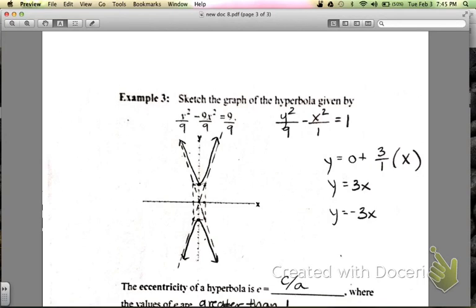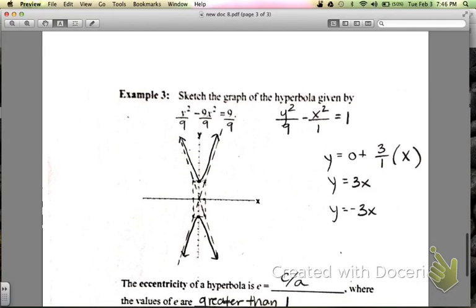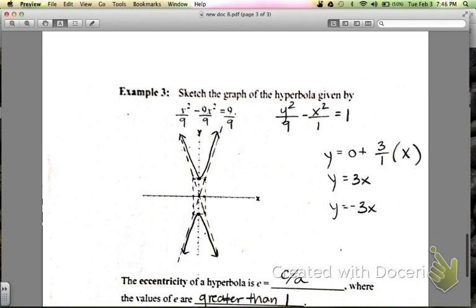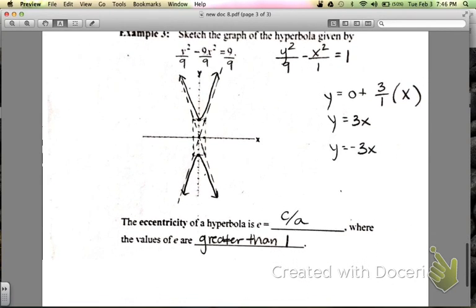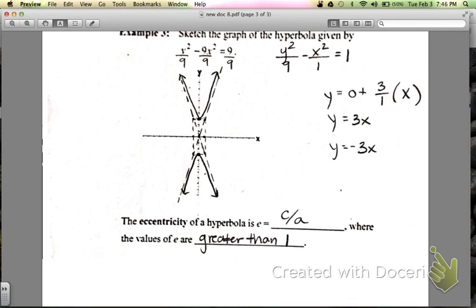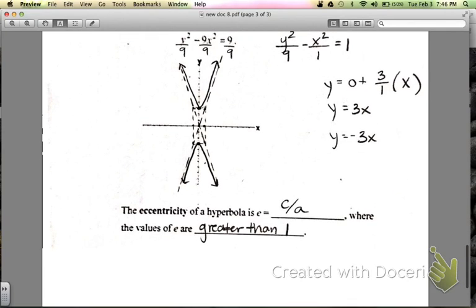You can create this little box. And notice that the hyperbolas go through the diagonals of the box. But, I'm sorry, not the hyperbolas, the asymptotes go through the diagonals of the box. So you can get y equals 3x for one asymptote and y equals negative 3x for the other. And last but not least, the eccentricity of a hyperbola is given by the equation e equals c over a, where the values of e are greater than 1.